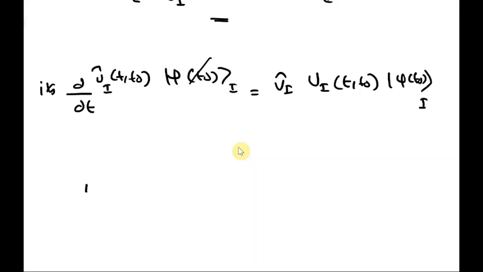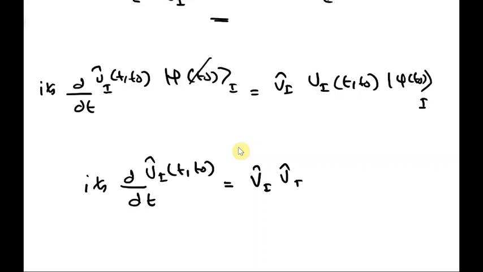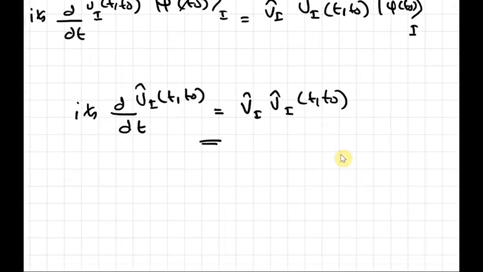This new Schrodinger equation is of this form: iħ ∂/∂t of U_I(t, t₀) is equal to V_I U_I(t, t₀). So this is finally the Schrodinger equation that we need to solve. Okay, so how do we solve this expression from here?